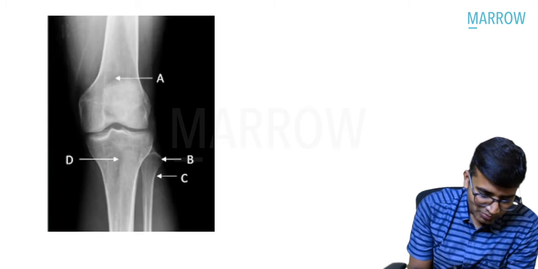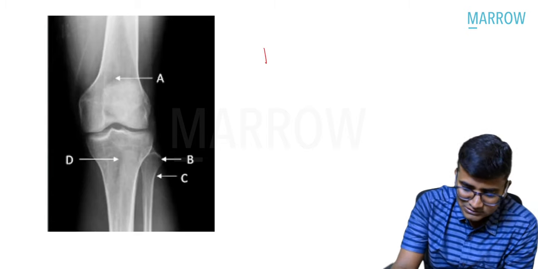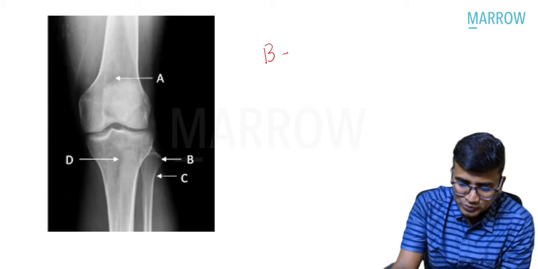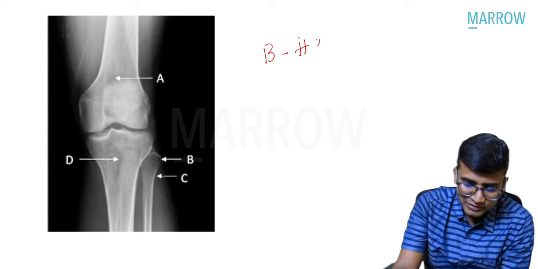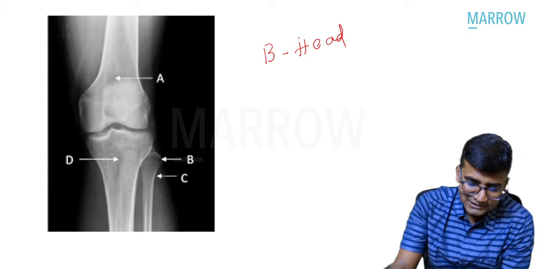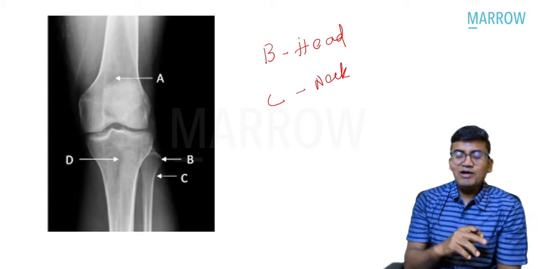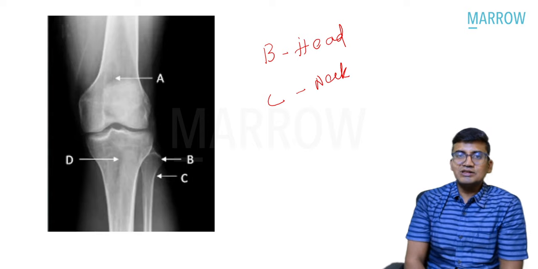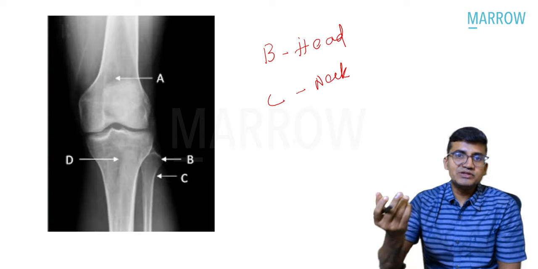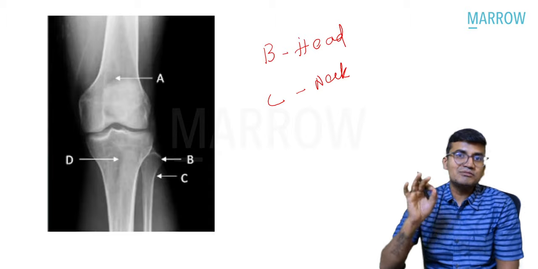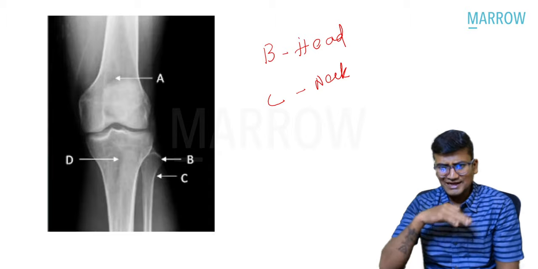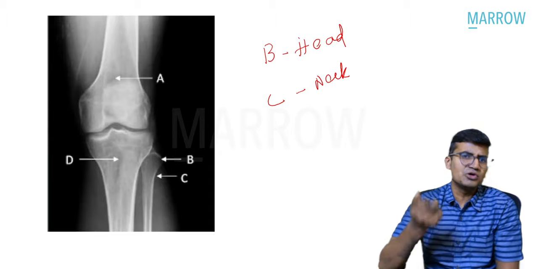B is pointing towards the head of the fibula and C is at the neck of the fibula. Now, we have one nerve which is winding around the neck of the fibula. That is a question we got in the 2022 November INI-CET. I told you, direct repeat questions will come. The same question we got.